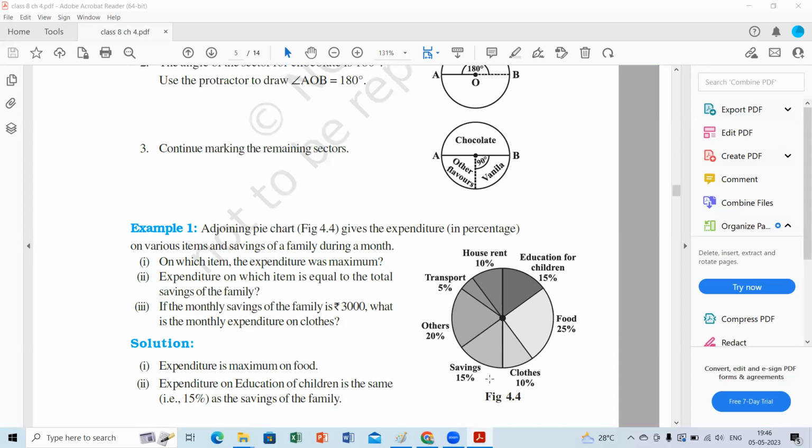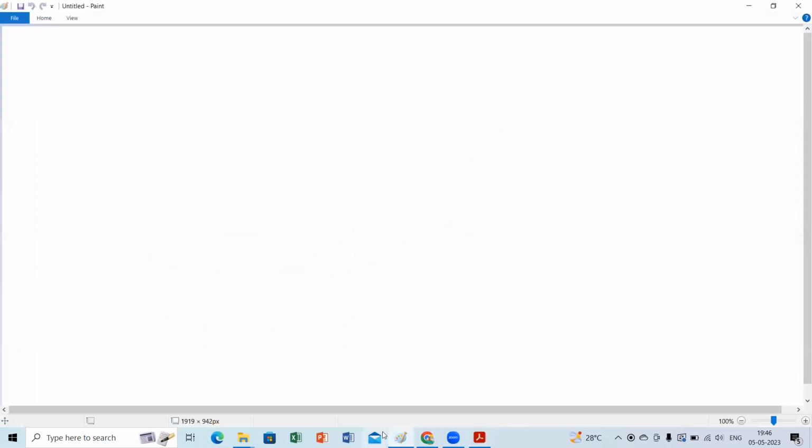Expenditure on clothes, 10%. So 15% is 3,000, 10% is how much? That's more important, and very easy to explain. They mentioned 15% is nothing but 3,000. You need to find 10%. First we need to find 5%. Yes, 10% should be equal to how much?